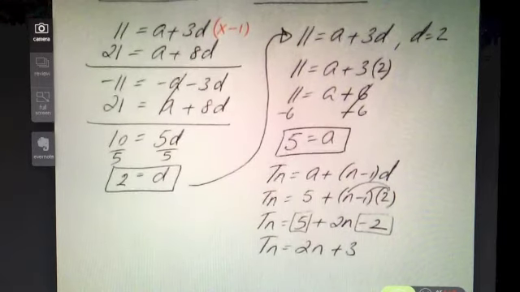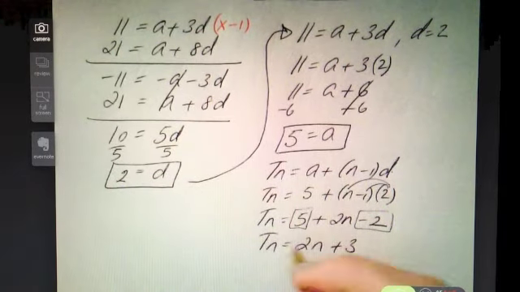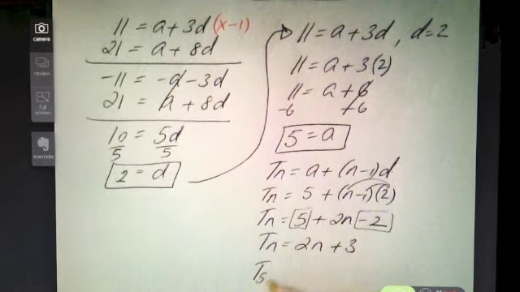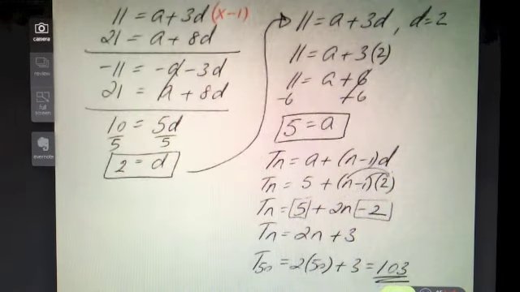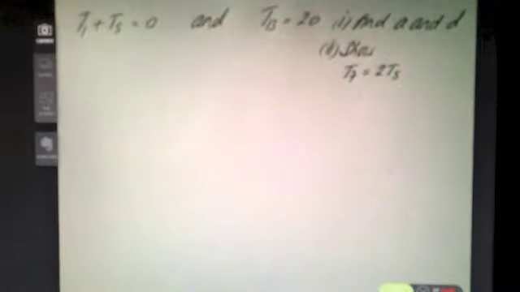So now I've got my nth term. It's going to be really easy to find any term I want. I'm looking in this question for T50. So subbing in 50, I'm getting 2 times 50 is 100, plus 3 is 103. And that's my answer. Okay, so take a look at this question. It's a little bit more complicated, but why don't you pause the video and see how far you can get with it.